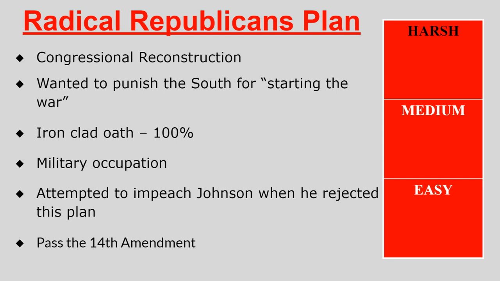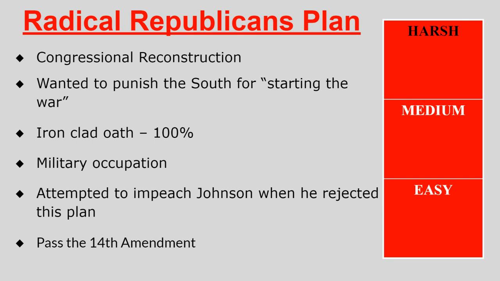The next part is they wanted military occupation in the South, which did take place for a little while. And basically what this means is the United States military will be watching the Southerners to make sure that they aren't going to be continuing this act of slavery. They're going to go from farm to farm, plantation to plantation, to make sure that slaves are not being held against their will.